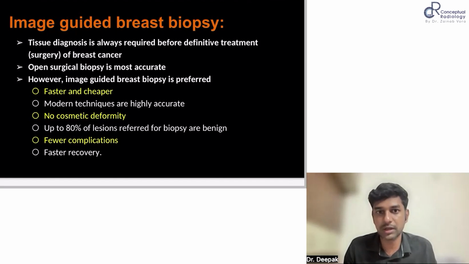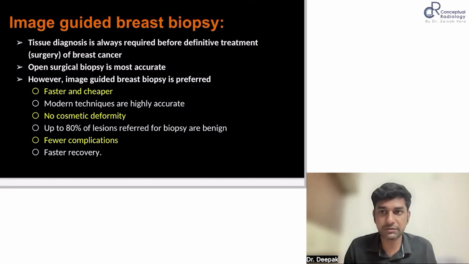But after the advent of USG and mammography, there has been a drastic change in how breast lesions are biopsied. That is, we radiologists are doing most of the biopsies, especially in Western countries. 80 to 90% are done using image-guided techniques. And what are the advantages?